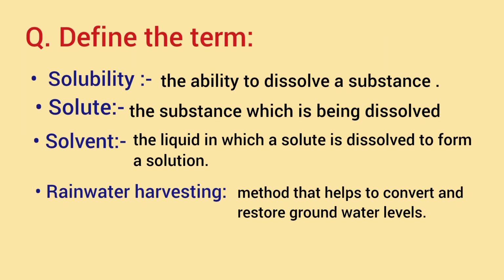Define the term. Solubility. The ability to dissolve a substance. Solute. The substance which is being dissolved. Solvent. The liquid in which a solute is dissolved to form a solution. Rainwater harvesting. Method that helps to convert and restore groundwater levels.